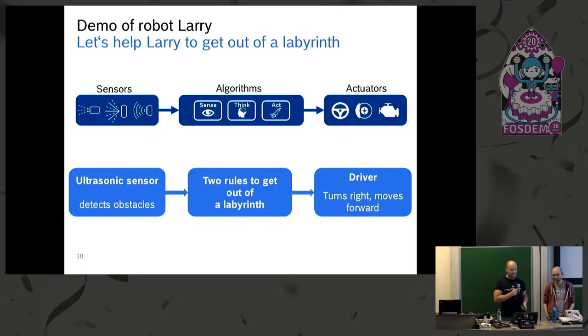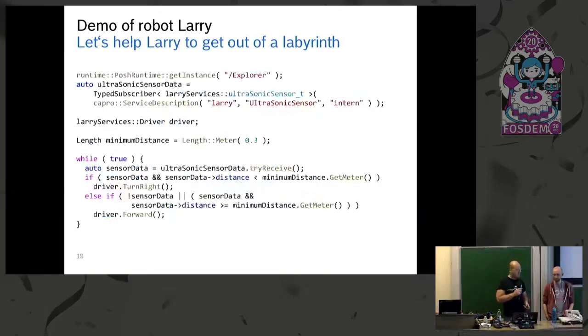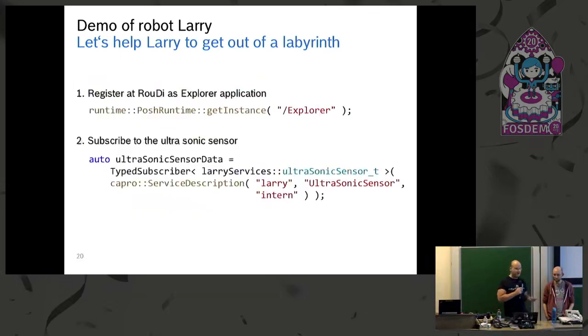And now let's take a look at the algorithm. In C++, this is the whole algorithm. You do not need any more stuff. And with this, we have a very basic application written where Larry can find his way out of a labyrinth. But now let's go step by step through the code. The first thing is, as Simon mentioned, we have to register at Rowdy. This is the first line. We just say, hello Rowdy, here I am, my name is Explorer.